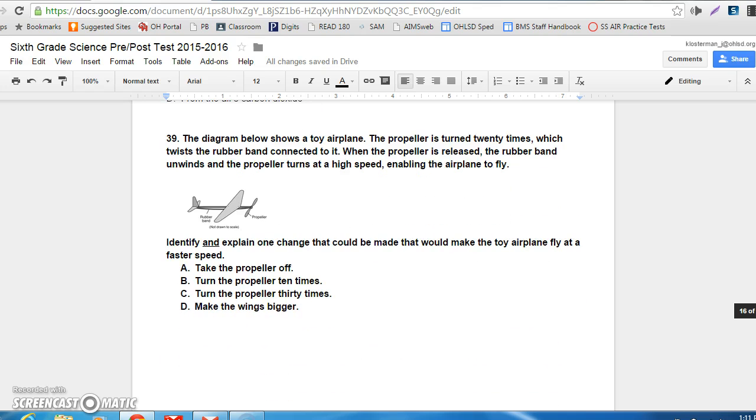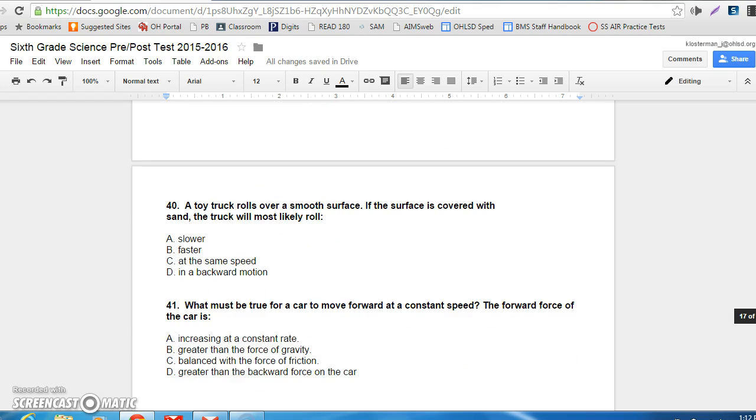Number 39. The diagram below shows a toy airplane. The propeller is turned 20 times, which twists the rubber band connected to it. When the propeller is released, the rubber band unwinds and the propeller turns at a high speed, enabling the airplane to fly. Identify and explain one change that could be made that would make the toy airplane fly at a faster speed. A, take the propeller off. B, turn the propeller 10 times. C, turn the propeller 30 times. D, make the wings bigger.